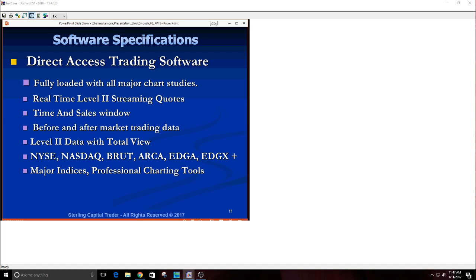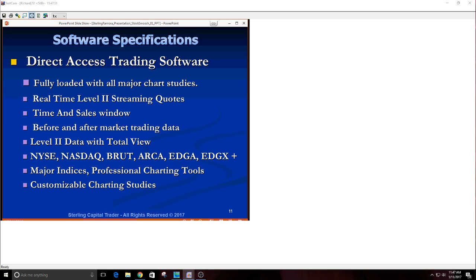For those of you who know what dark pools are, they're also available as well. The platforms have the major indices, such as the Dow Jones, S&P, the Russell, the Comp, the list goes on and on, and professional charting tools like we spoke about earlier, and all of the charts, studies, and everything's pretty much customizable every which way possible to your liking, and you'll be able to set it up to your personal preference with a lot of ease.